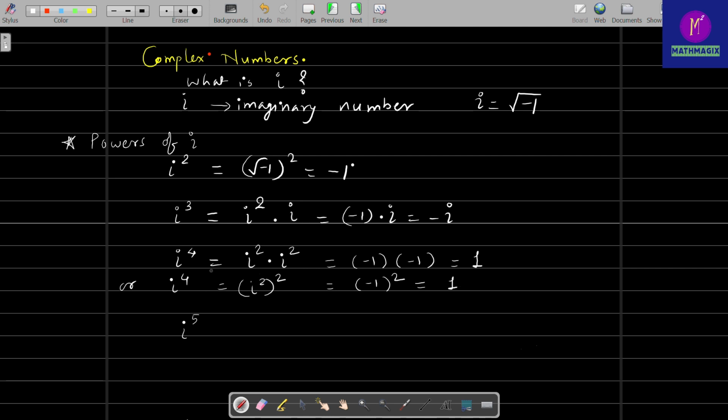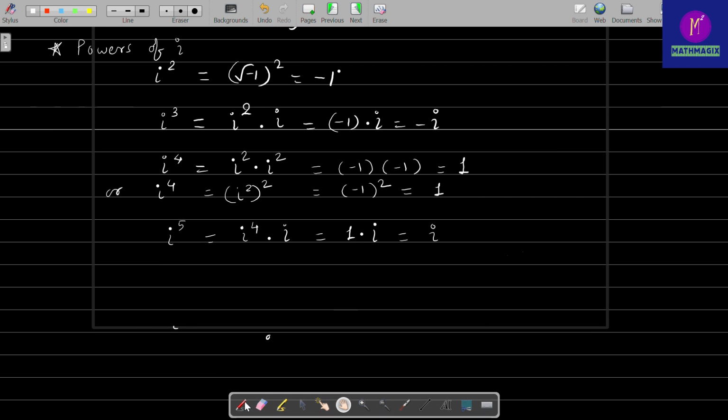Anyhow, you need to convert i raised to 4 using laws of indices into some lesser power of i, so that you can easily find any power of i. Let us try to find i raised to 5. i raised to 5 I can write as i raised to 4 into i. Now i raised to 4 is 1. So the value of i raised to 5 is 1 into i, that is nothing but i. In this way we can find any power of i.